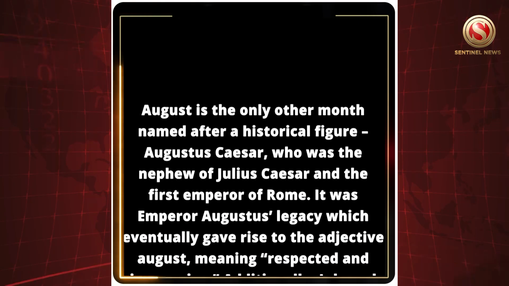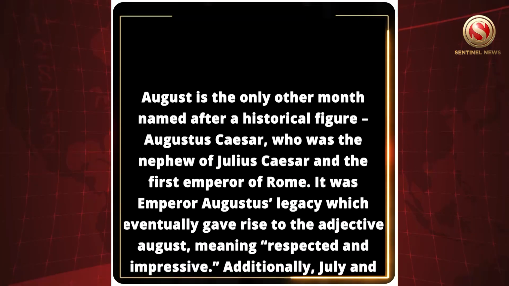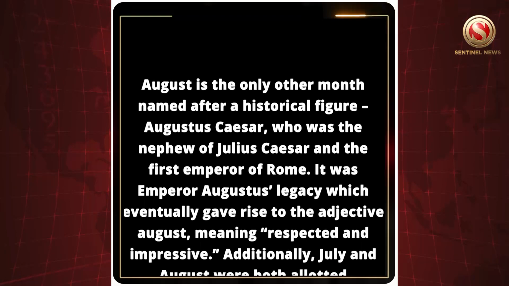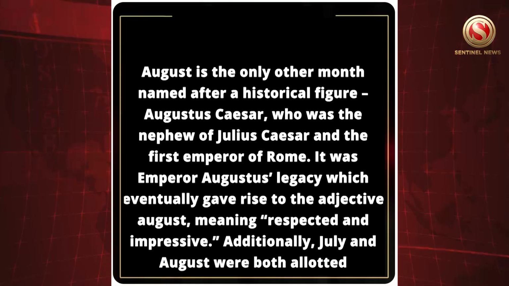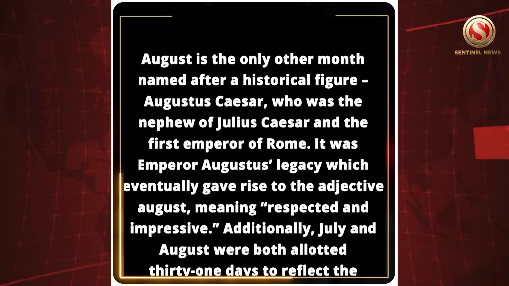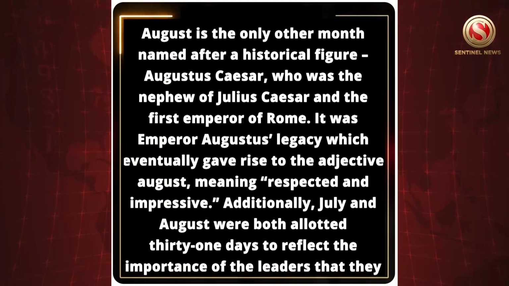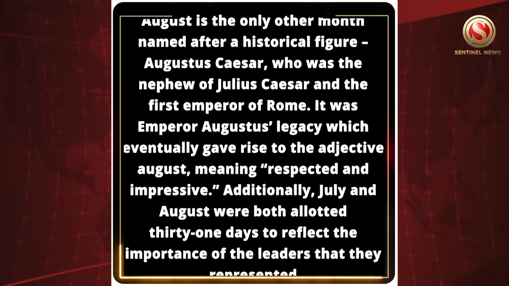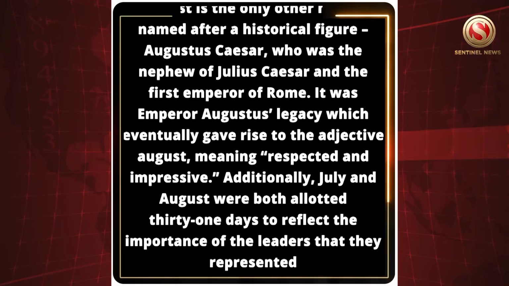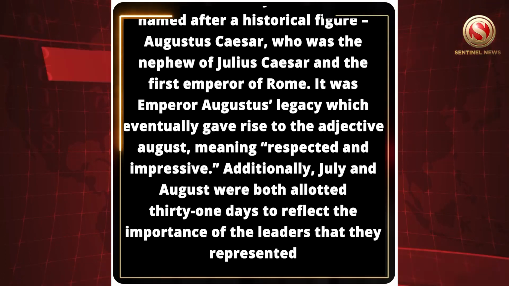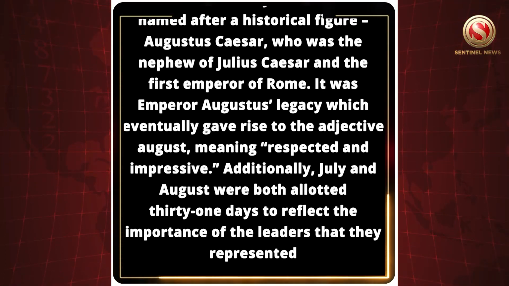August is the only other month named after a historical figure, Augustus Caesar, who was a nephew of Julius Caesar and the first emperor of Rome. It was Emperor Augustus' legacy which eventually gave rise to the adjective August, meaning respected and impressive. Additionally, July and August were both allotted 31 days to reflect the importance of the leaders that they represented.